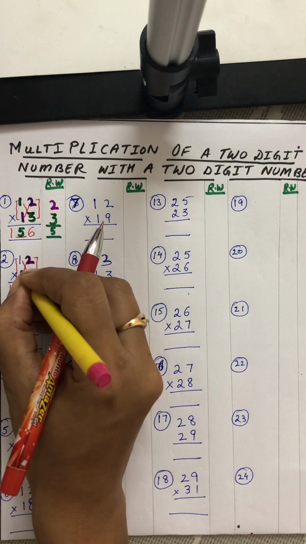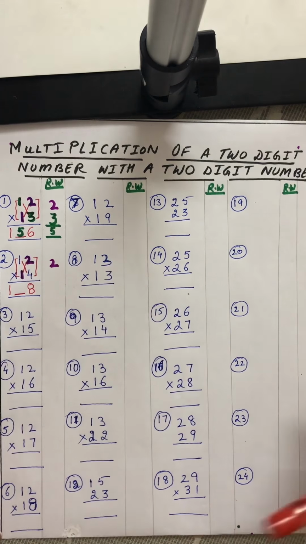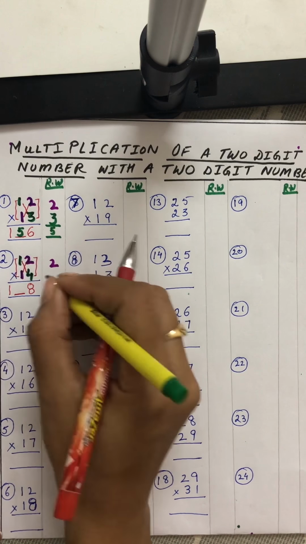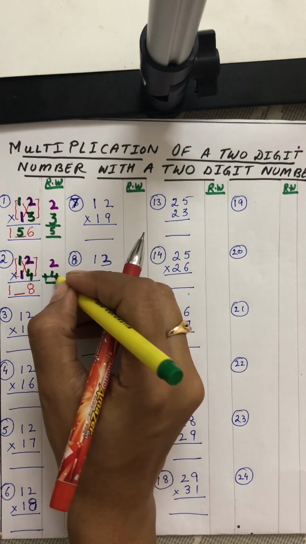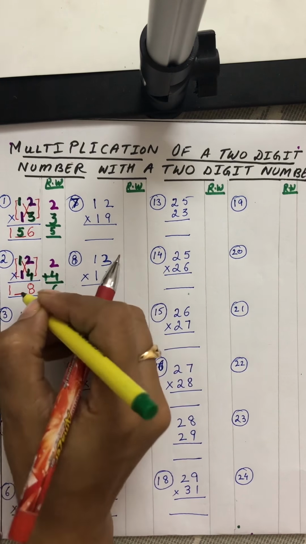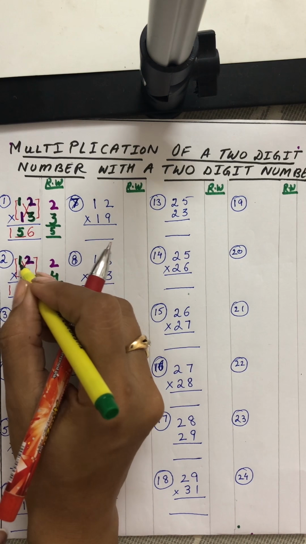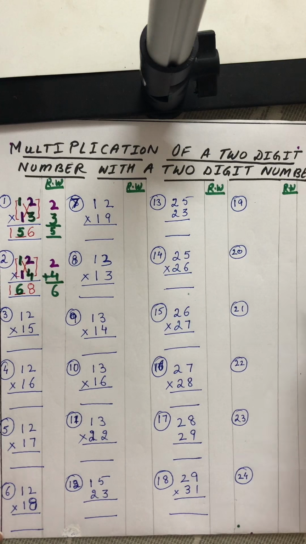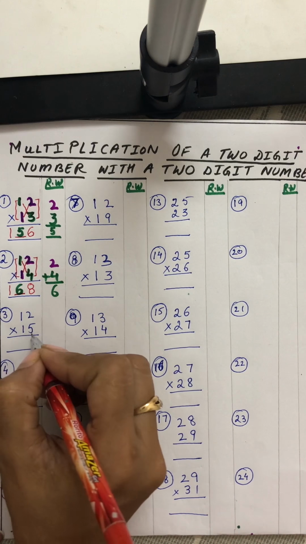Means 2 multiplied by 1. 2 into 1 gives me 2. Then 4 multiplied by 1. 4 into 1 gives me 4. Now let's add them. 4 plus 2, 6. This 6 will come here, and the answer for this multiplication 12 into 14 is 168.